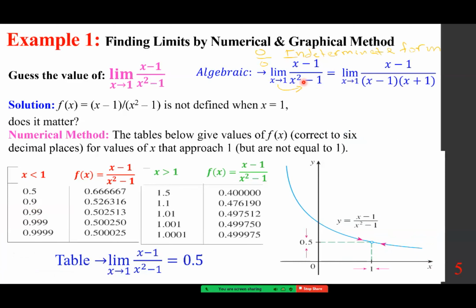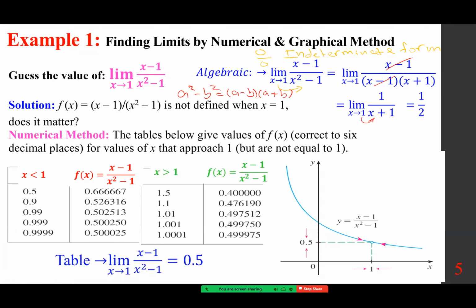As you know, this is a squared minus b squared: a minus b times a plus b. And now 1 over x plus 1, when we plug in, we get the same answer, 1/2, analytic method. So the analytical method is the best method, everybody.